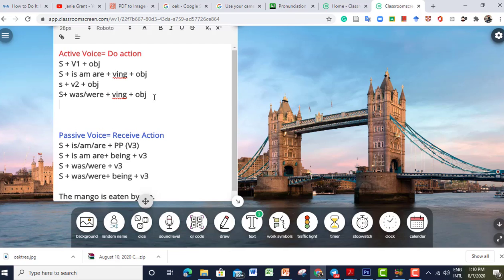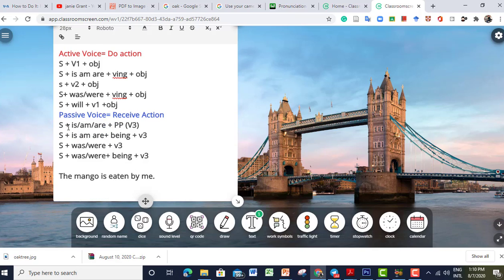What about the future, everyone? For the future we use will. We use will plus verb 1, right? And plus the object. And what about the future in the passive? We use subject plus will, plus be, plus verb 3, or PPP, the past participle of verb 3.